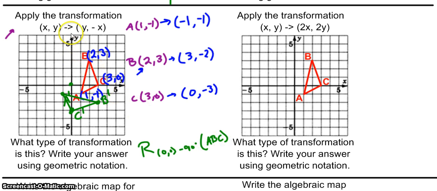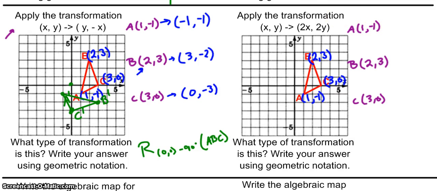Wow, I wonder why switching the variables, the x and the y, and making the x negative does that. Something to think about. Let's look at this last one here. Apply the transformation. X comma y maps to 2x, 2y. So now we're multiplying x and y by 2. Of course, we need to have our coordinates up on the page, so put those there first.